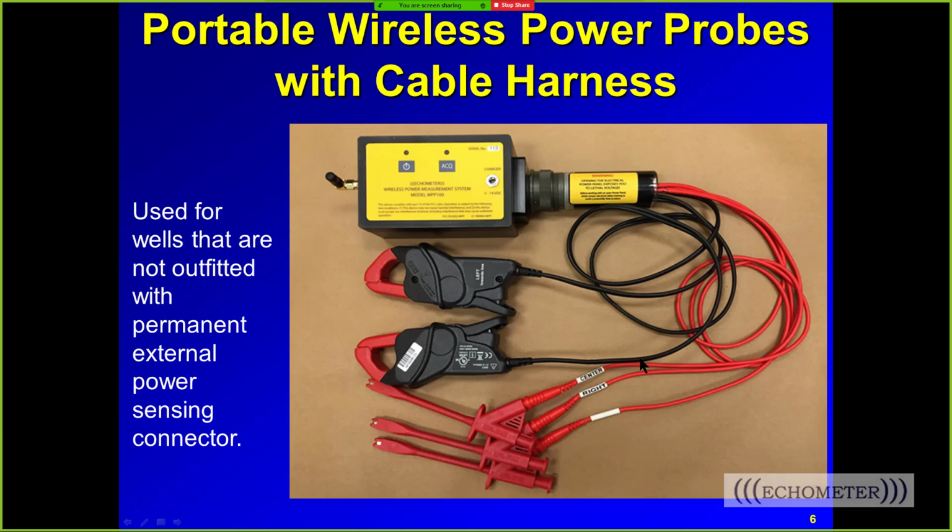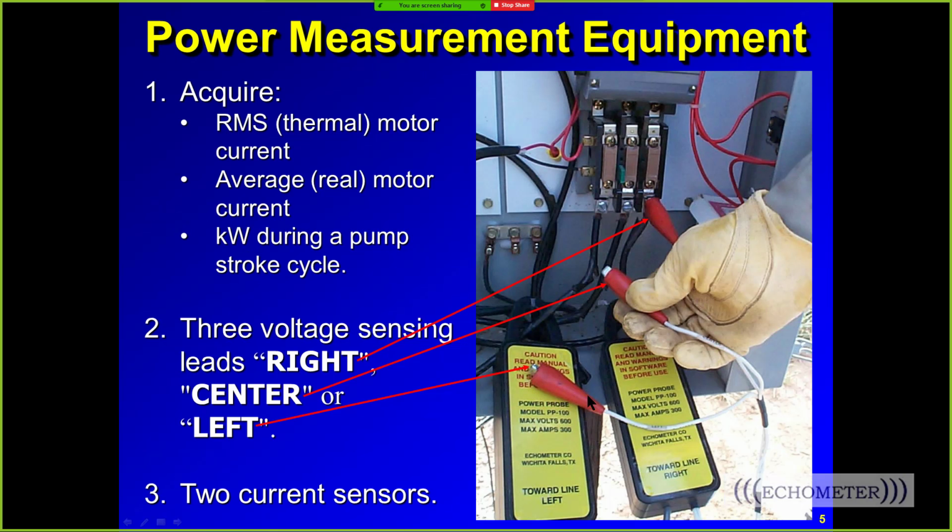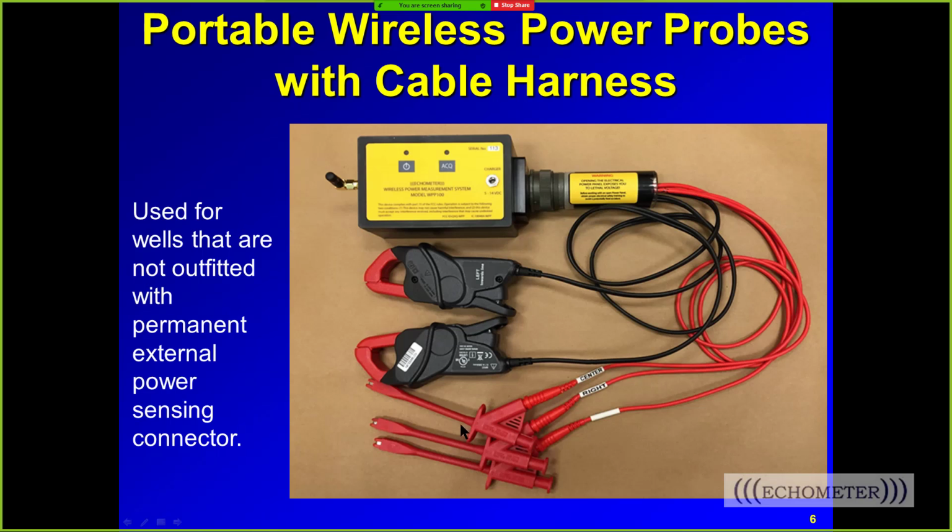Now this is the wiring harness and the wireless power probe adapter that we use for the wireless system. You can see here it has longer alligator clips. These were the old clips we used to have, and we replaced those with longer ones. You don't have to get as close to the connections with the longer alligator clips, but these are labeled also center, right, and then left.